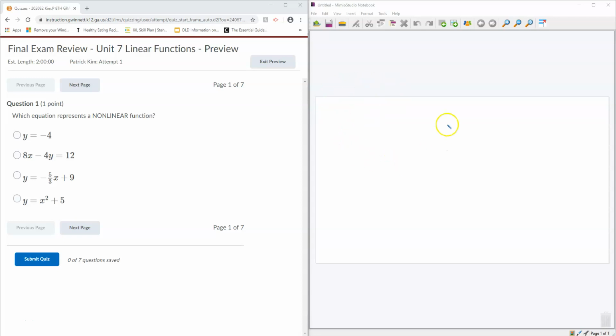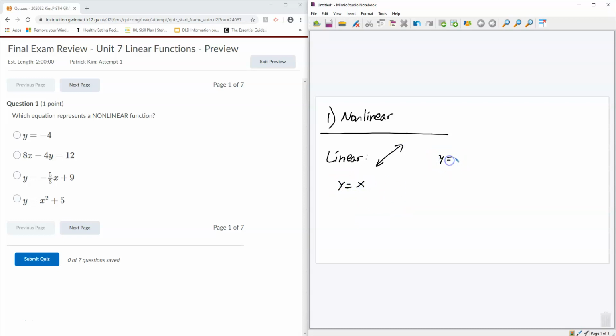So I'm going to do all the notes and all the work here, and then you have to go and answer the questions on your own. Okay? Alright, number one. We want to look for a non-linear function. Let's do the opposite. What is linear? Let's think about what linear functions are. A linear function is anything that makes a straight line, and it looks like this. Y equals x, or what we commonly use, y equals mx plus b.